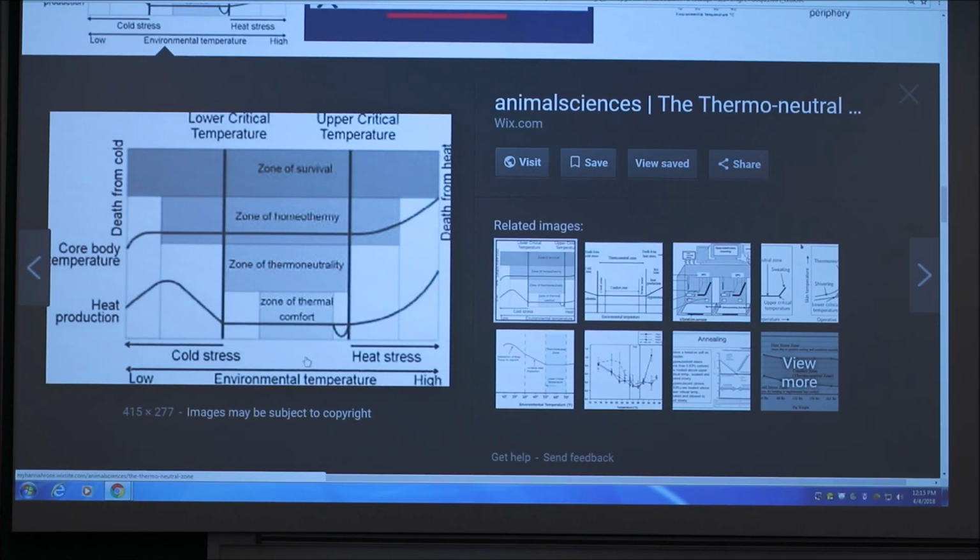Okay, so this one is a little more confusing, but anyway, there's a zone of thermal comfort, zone of thermal neutrality. Now over here, this is the zone of survival, this big area. The zone of survival would go from the absolute lower critical temperature to the absolute upper critical temperature. And then again, they make the point: death from cold, death from heat. When you get beyond those two absolute areas, you have death.